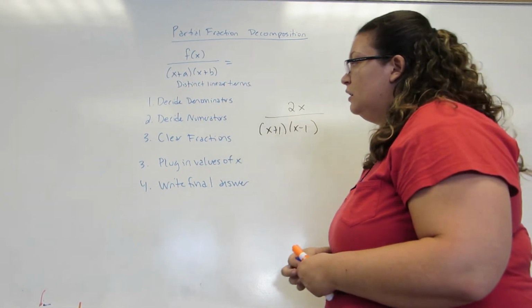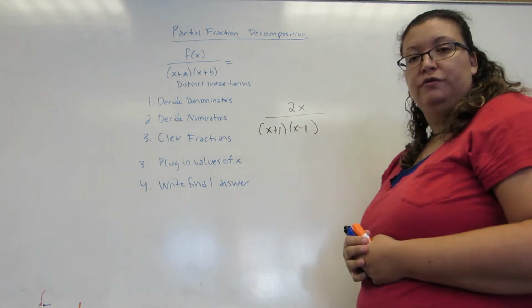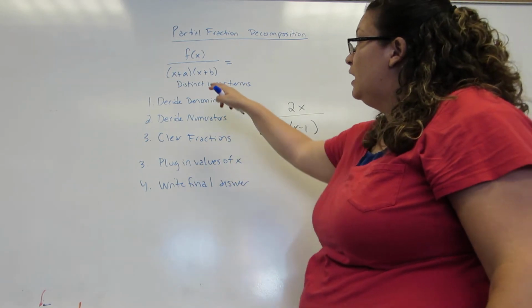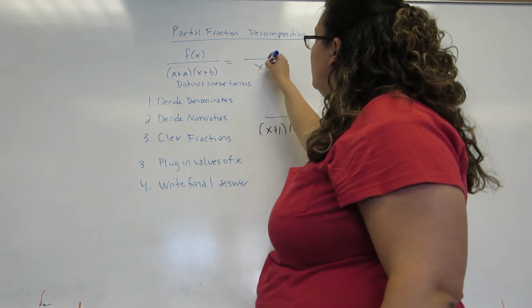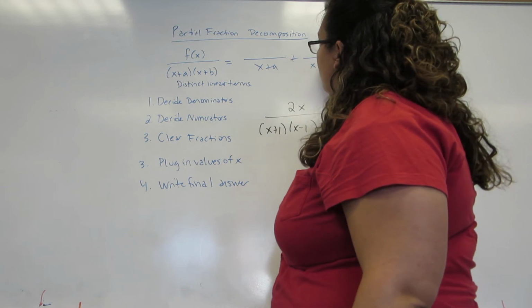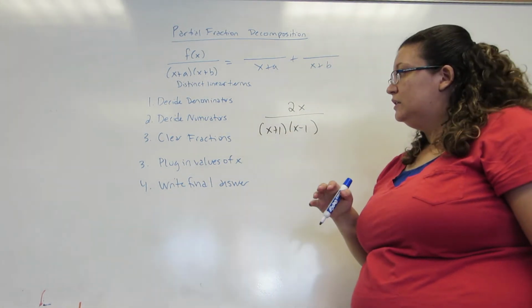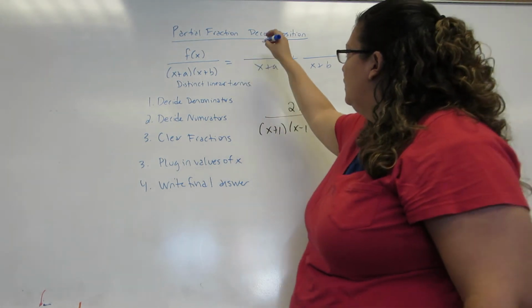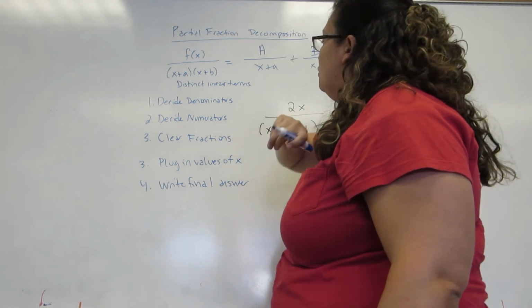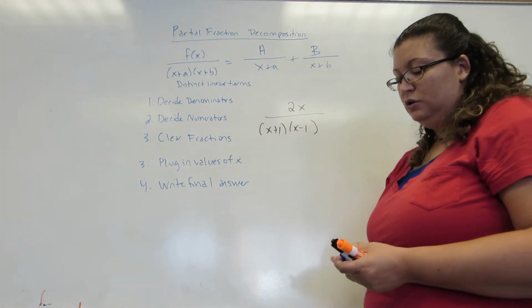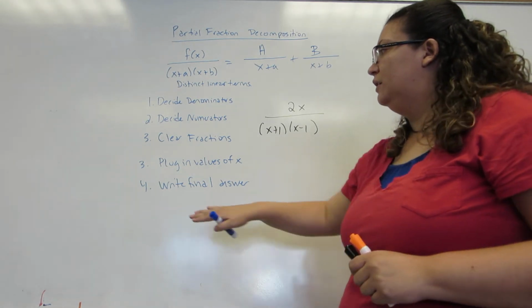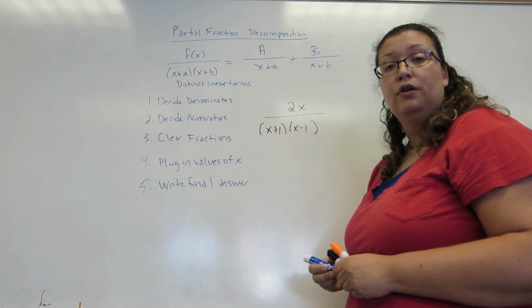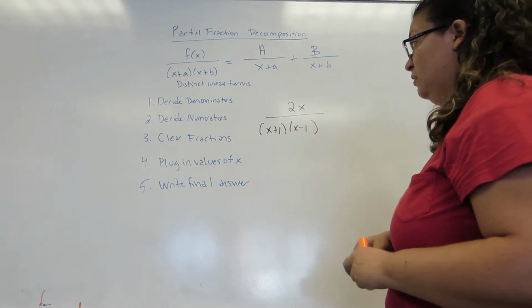terms. Okay. Now, the steps for a partial fraction decomposition are, first, you have to decide what the denominators are going to be. And when you have distinct linear terms, each term becomes its own denominator. The second step is to decide what the numerators are going to be. And when you have distinct linear terms, the numerators are just a single constant. So, let's do an example, and then it will allow us to understand the other portions of partial fraction decomposition.